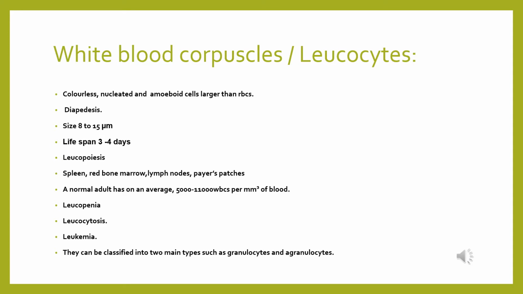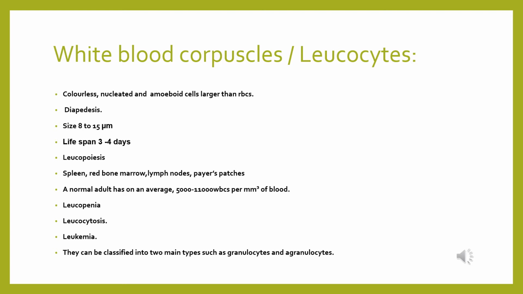Let's begin with the next blood cell, that is the white blood corpuscle, or leukocyte, or white blood cell. In short, they are also known as WBC. Leukocyte is a Greek word which means white blood cells. Leukos means colorless or white and kytos means cell. WBCs are colorless, nucleated, amoeboid, and larger than the RBC.